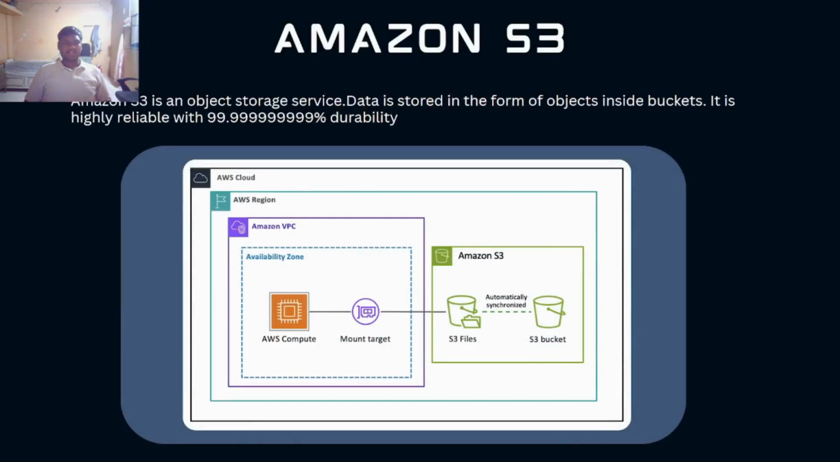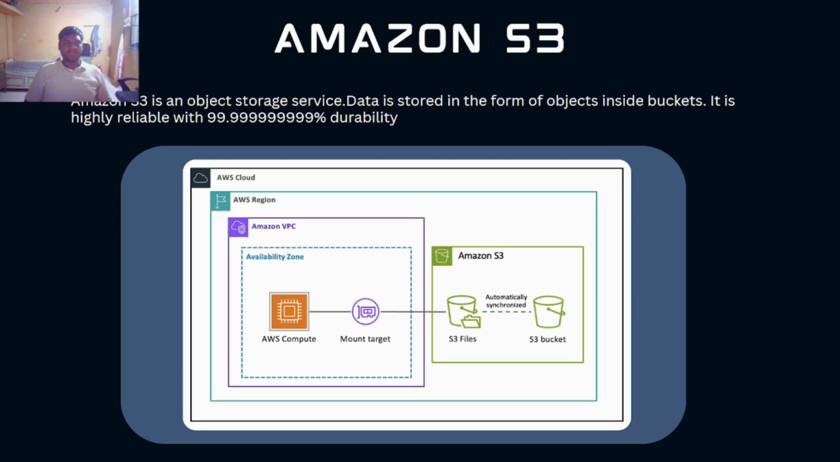Now, a detailed study of the types of storage. First is S3. Amazon S3 is an object-based data storage. Data is stored in the form of objects inside a bucket. It is highly reliable with 99.999999999% durability.